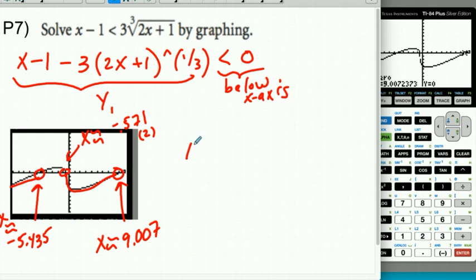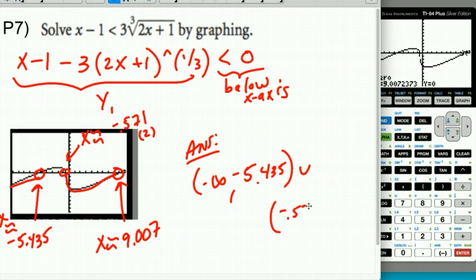So then my answer is going to be from negative infinity to negative 5.435. And again, from negative 0.571 or 2 to 9.007. And that is the end of our video and of chapter 8.